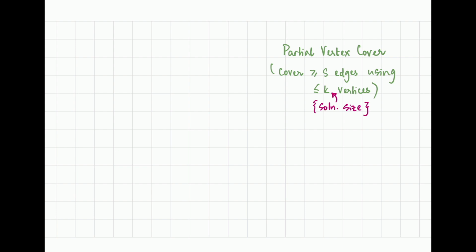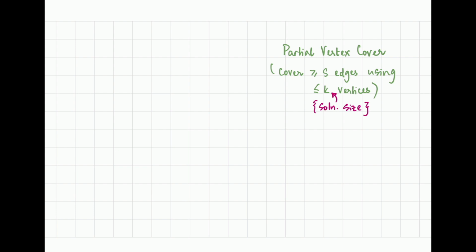So let's imagine that you're working with a budget of k, and somehow this is a hard constraint. You cannot afford to work with more than k vertices, and let's say you have a graph where there is no vertex cover of size k. What is the next best thing that you can do? Well, you now want to think about, I couldn't cover all the edges with k vertices. What is the largest number of edges that I can cover with k vertices?